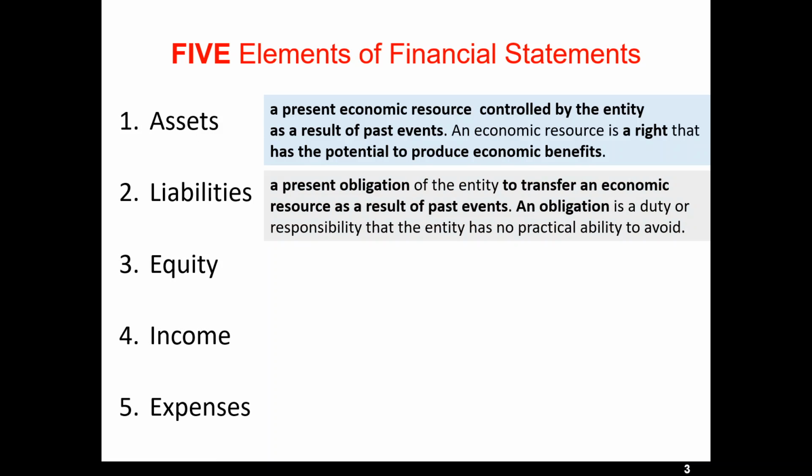Moving to liabilities, it is a present obligation to transfer an economic resource as a result of a past event. Since it is an obligation, the entity has no practical ability to avoid it. For example, an entity obtained a loan last year amounting to $100,000 at 4% fixed interest rate. So the event happened in the past. Now, the entity has a present obligation to pay interest and principal repayment. Likewise, the examples of liabilities could be borrowings, short-term or long-term, tax payable, trade payables, where you purchase goods or services on credit. Likewise, you can list out liabilities.